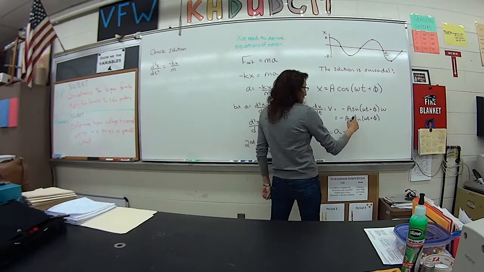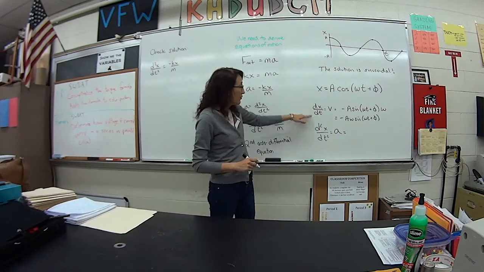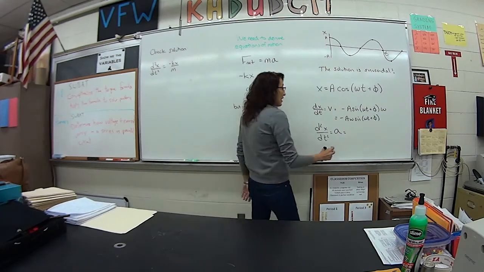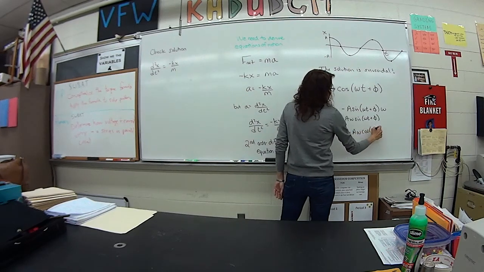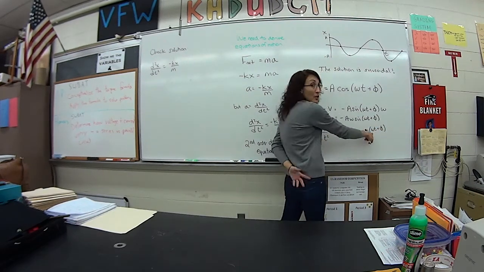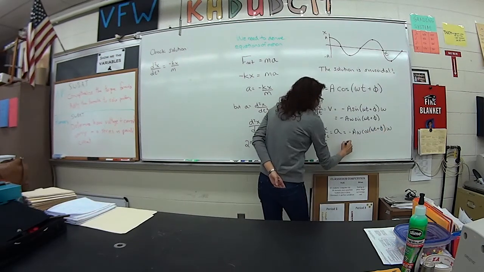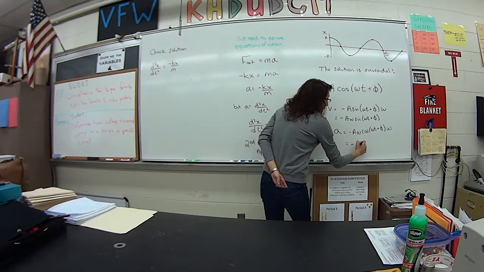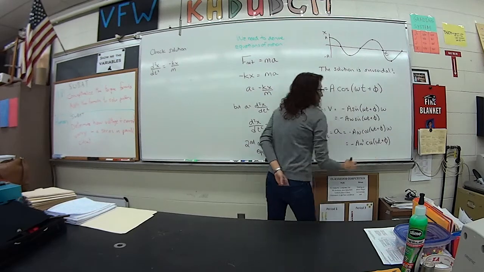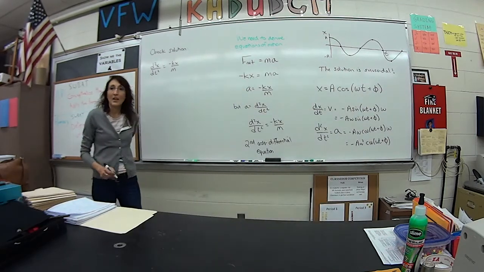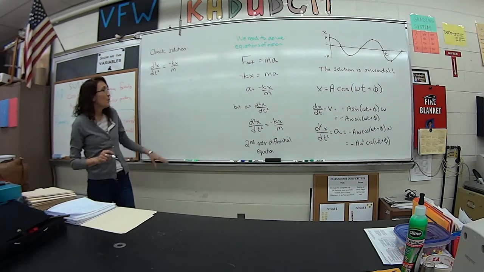All right, let's do this again. If we take the second derivative, we did the derivative once, now we're going to do it again. What do we get? Negative A omega cosine omega t plus phi. Again, we've ignored the inside here, so we get an omega at the end, and we get negative A omega squared cosine omega t plus phi.